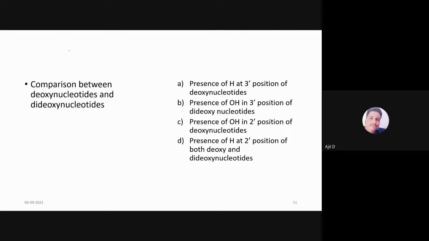Sir, it's presence of H at 2 prime position of both deoxy and dideoxy. I want you to do also one more thing. Is it 2 dash correct or 2 prime correct? You have to find out and let us all know in the WhatsApp group. Okay.